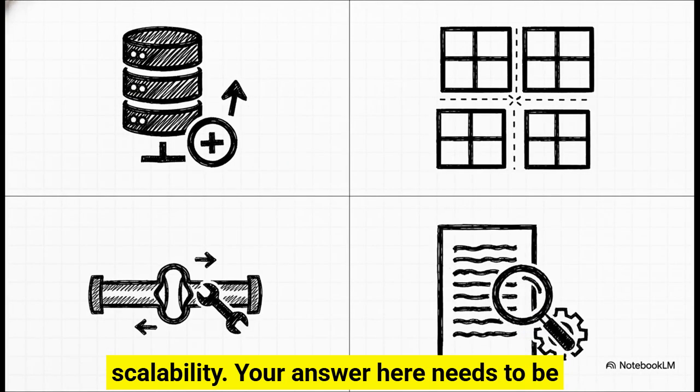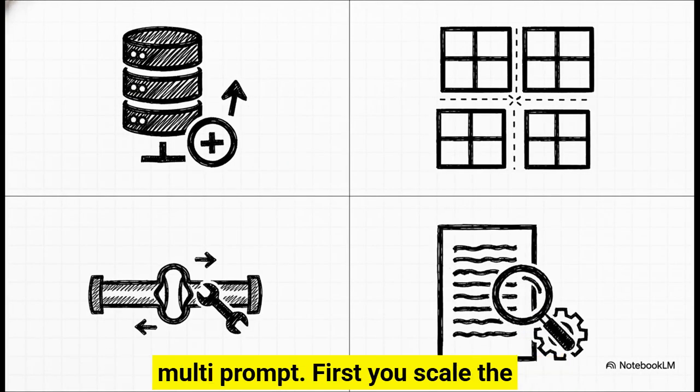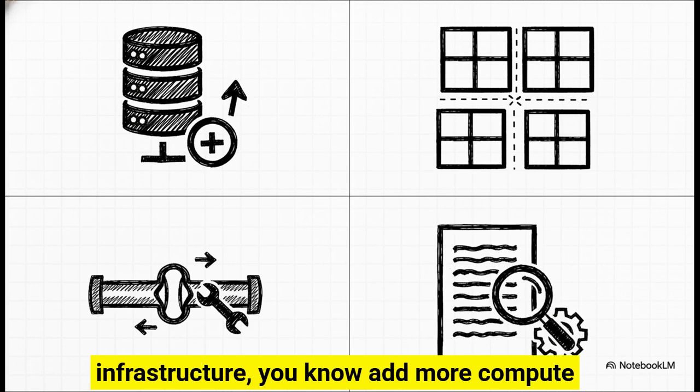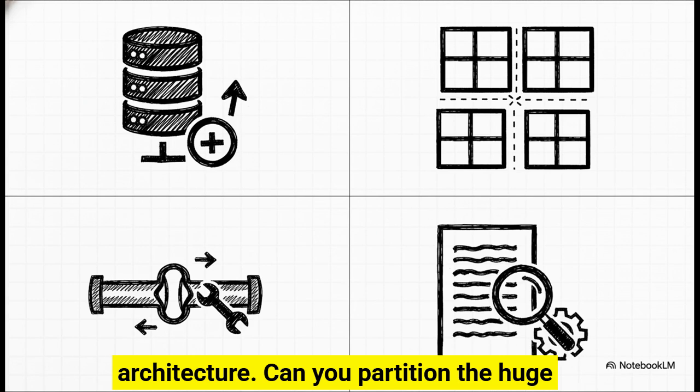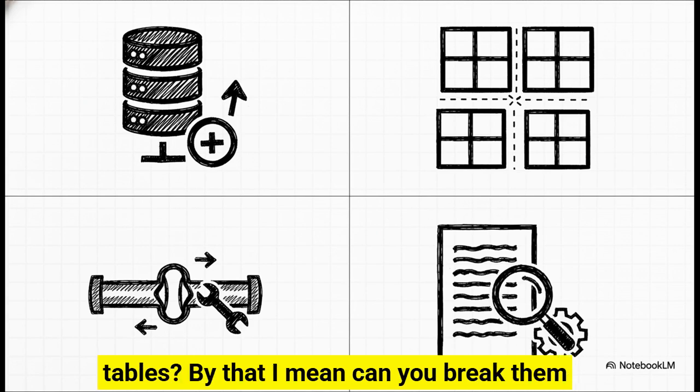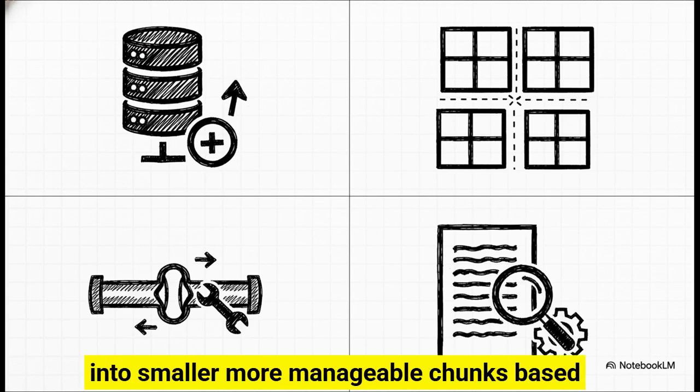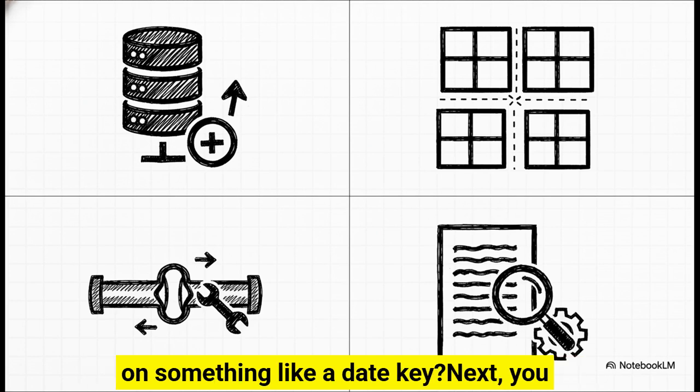Your answer here needs to be multi-pronged. First, you scale the infrastructure, add more compute power. Then, you look at your database architecture. Can you partition the huge tables? By that I mean, can you break them into smaller, more manageable chunks based on something like a date key?